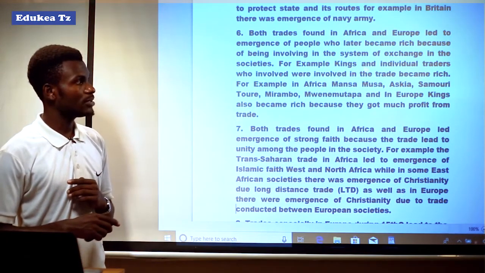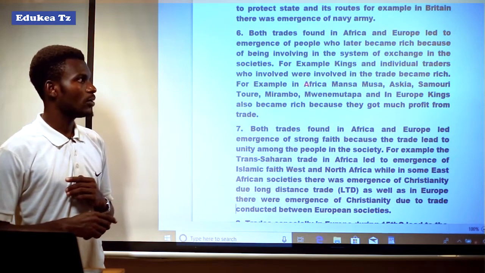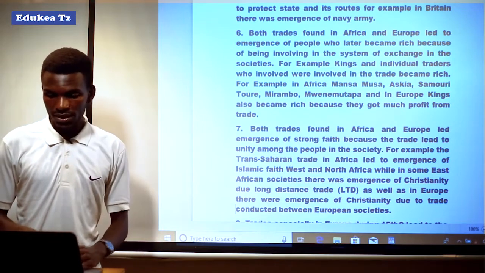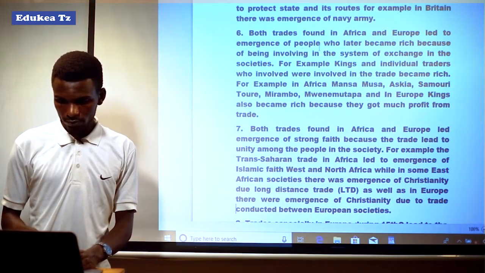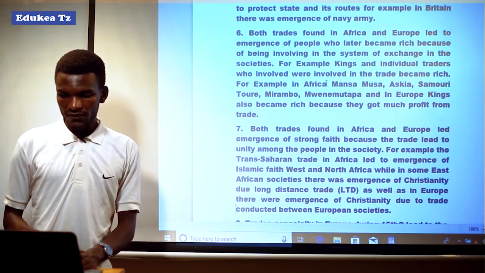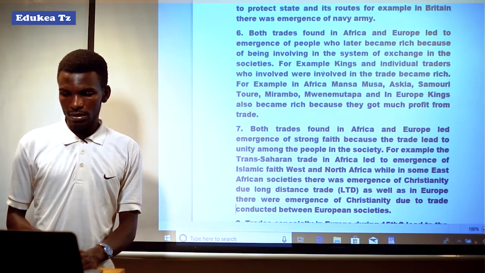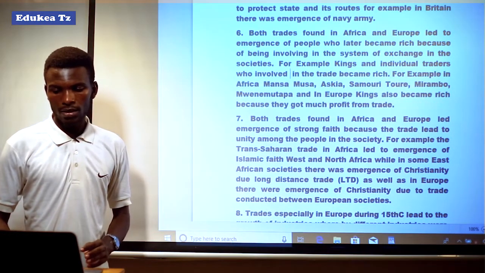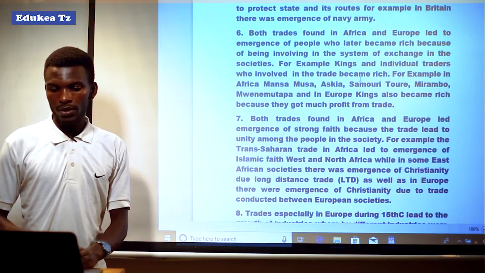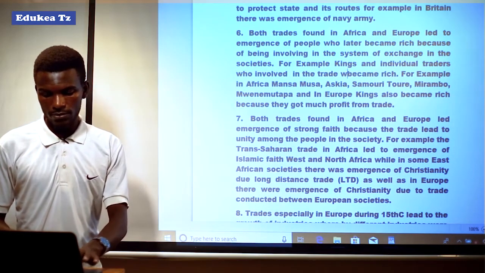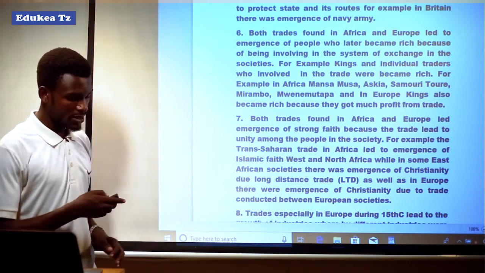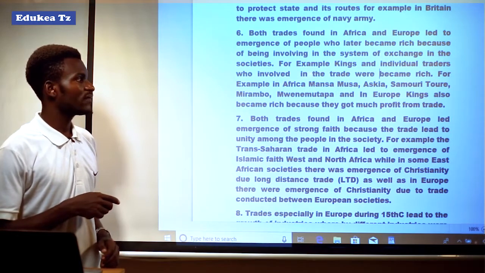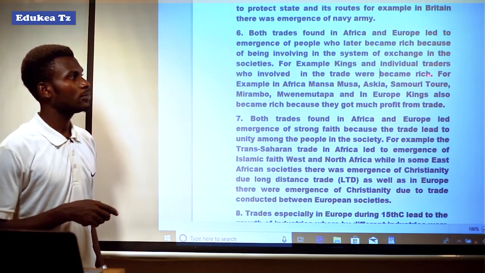For example, kings and individual traders who involved themselves in the trade became rich people.